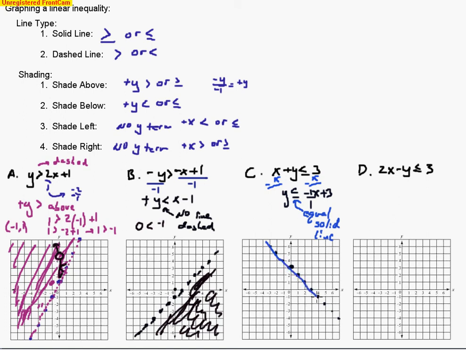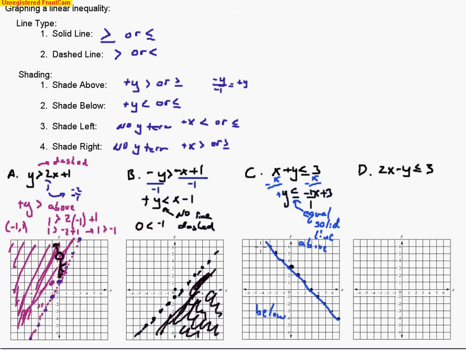And then from there, we can go ahead and figure out the shading. So we're either going to shade above, which is on this side. So this one would be above here. This is below. So we look at the inequality sign when y is by itself. It's a positive y is less than. So less means, right here, less means below.